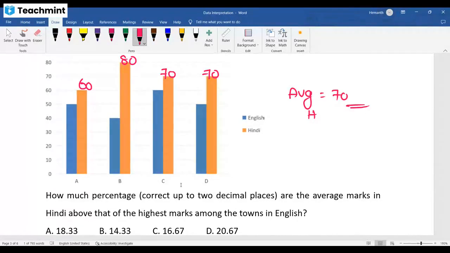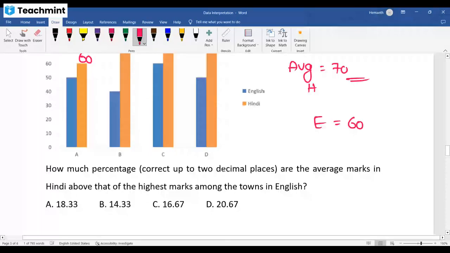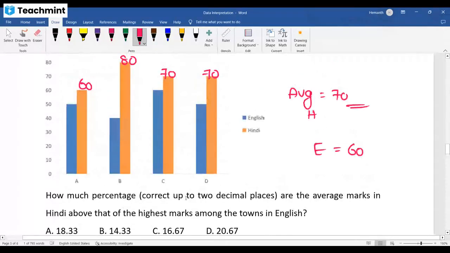Now, the average marks in Hindi above that of the highest marks among the towns in English. So, the highest among English is 60. Now, how much percentage, correct up to two decimals, are the average marks of Hindi above the highest among the towns in English? Highest is 60 only.